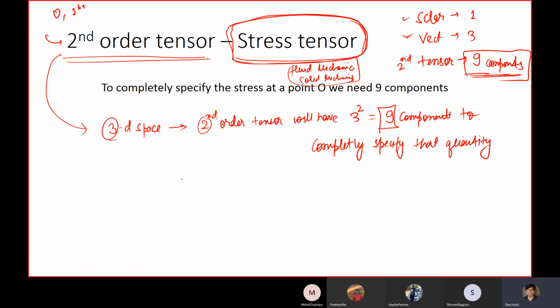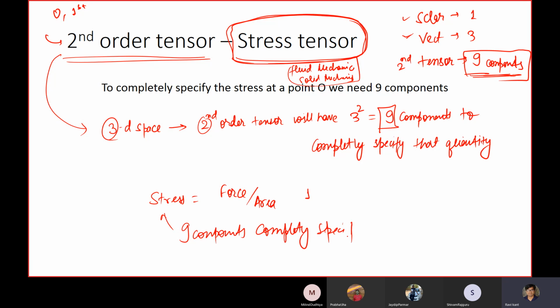Let's suppose I have a cubical block, and so stress is basically what? Stress is force per unit area, but this will give me just one thing, one component. Actually this should have 9 components to completely specify.